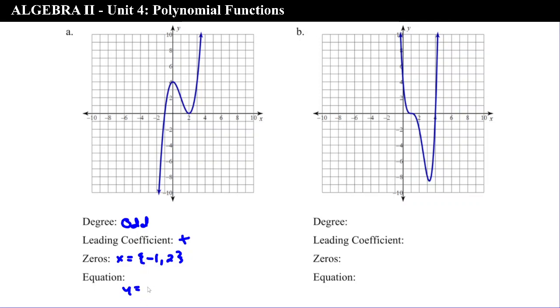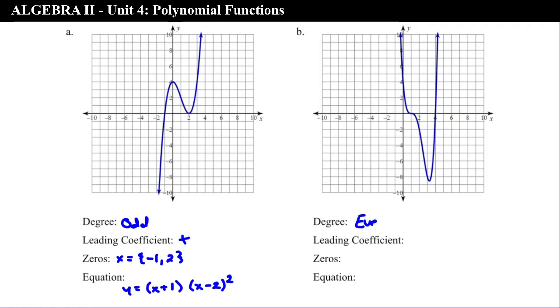So it's going to look like this. We'll have two terms here. We're going to have x plus 1, and we're going to have x minus 2. And then the last thing we're going to do is see what our multiplicity is at our zeros. It's 1 here, so we don't have to write an exponent, but it's 2 here because we have a parabola. So we're going to add a square to that second term. And that's our equation.